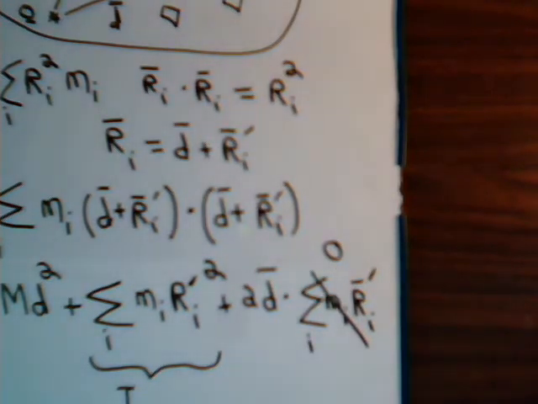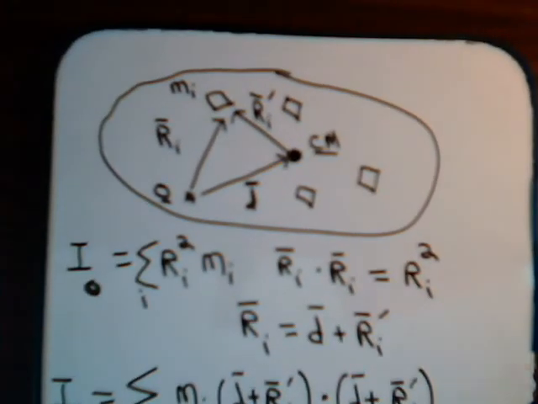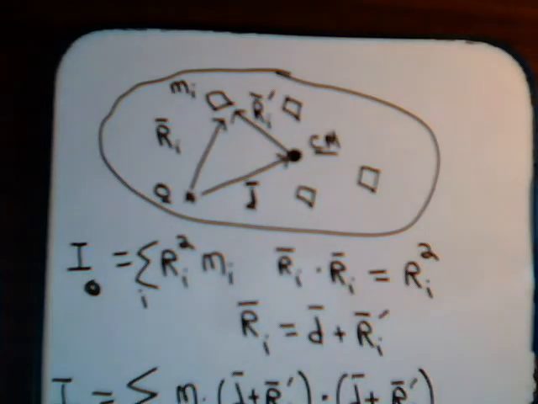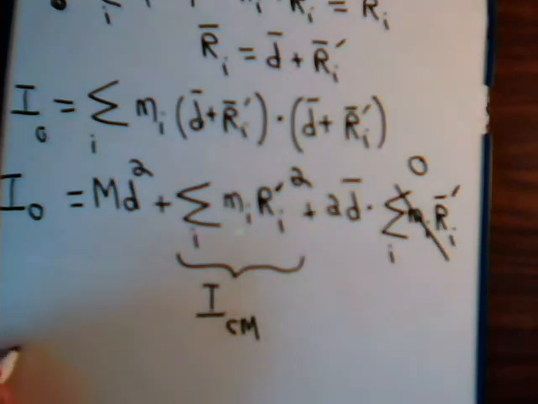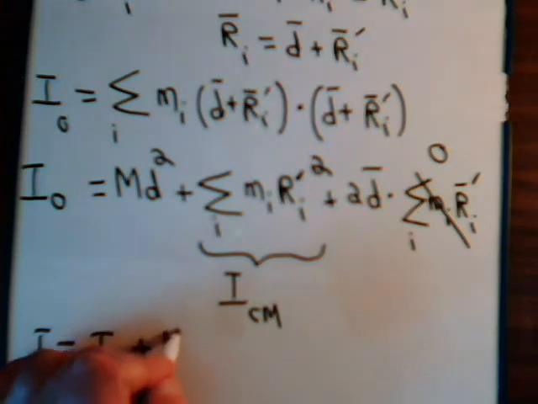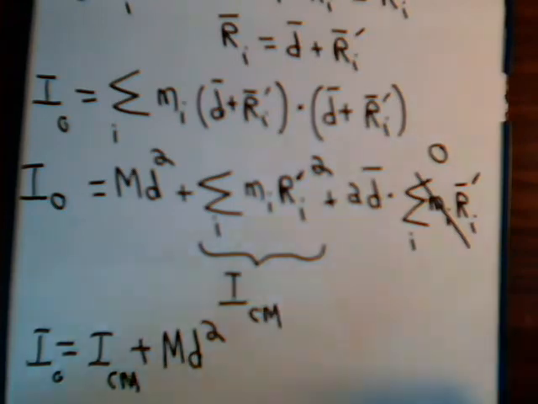So, finally what we have then is that if we have an object, and if we know its moment of inertia about the center of mass, then we can determine the moment of inertia at any other point, say point O. It's just simply the moment of inertia about the center of mass plus the total mass of the object times the distance from the center of mass squared.